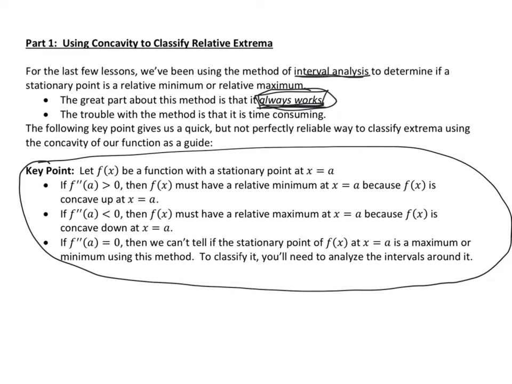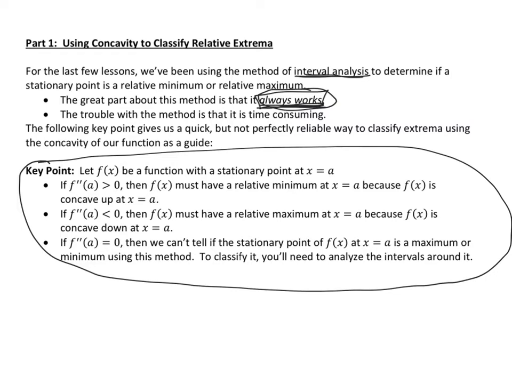So for this key point, let's assume that we have a function f of x and it has a stationary point at a. Those definitions are really just going to help to ground us so that we're all talking about the same thing. So here's what this says. If the second derivative at that stationary value, at that critical number, is positive, then the function has to have a minimum there. And the reason is that the function is concave up there.